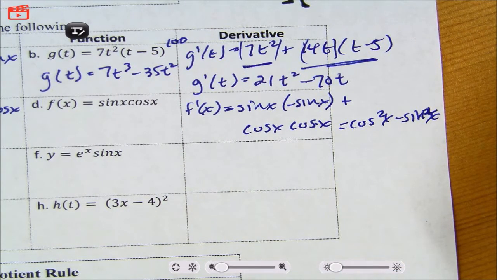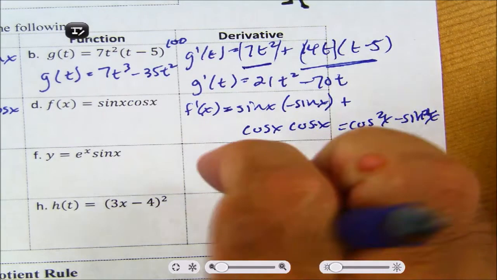Do you always start with the first? You don't have to. I'm just following the pattern that was given to us. Would they ever ask you to simplify that down even more? Yes, like this is equivalent to cosine squared minus sine squared.